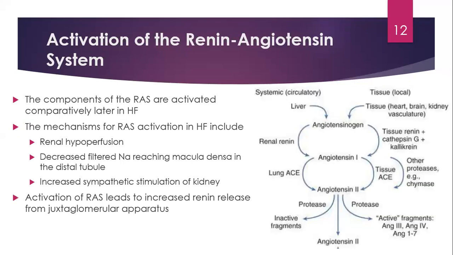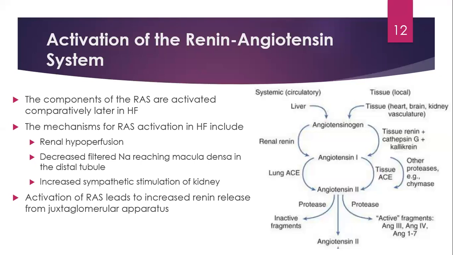All right, now we go to the renin-angiotensin system. So the renin-angiotensin system is activated a little later. So the first is the sympathetic system. Then later on, the renin-angiotensin is activated, okay? So the mechanisms for activating the RAS system include hypoperfusion of the kidney, okay? And then reduced filtration of sodium, okay? And when that reduced amount of sodium reaches the macula densa cells in the distal tubule, it stimulates the release of renin, which starts the whole cascade for the production of angiotensin.